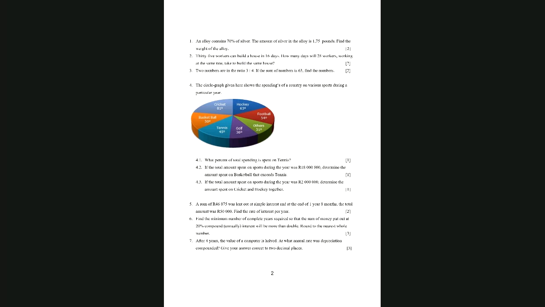The direct proportion tells you that when one is increasing, the other is also increasing. The inverse proportion will say that as one increases, the other decreases. So how are we going to use that one? Yeah, we think we can use that one, but how are we going to do that? Can you help us? 35 workers can build a house in 16 days.